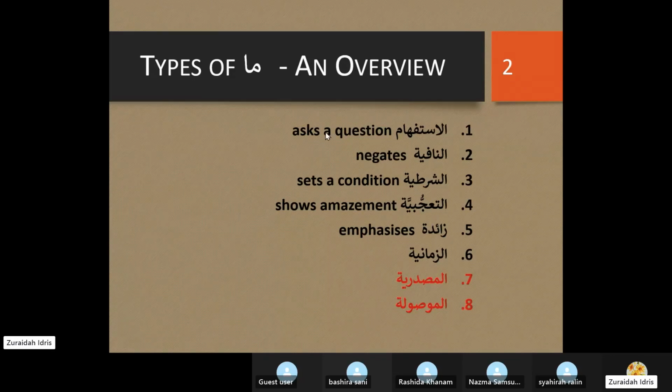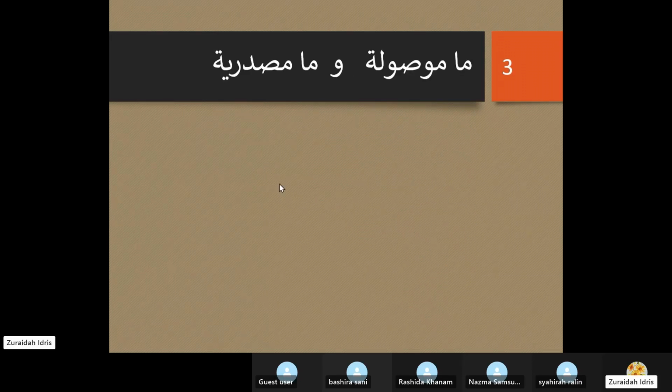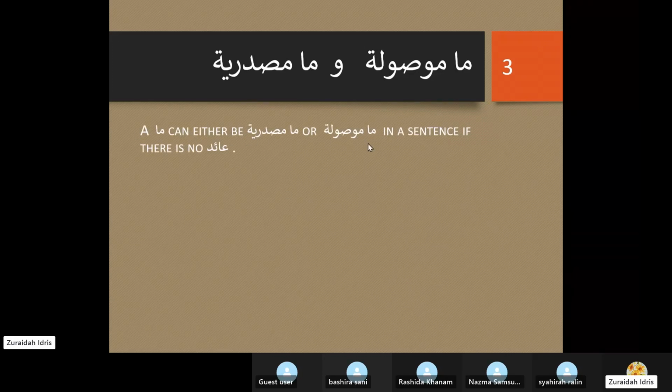I'm not going to go through all that, because when the time comes, we'll do this. But what is important now, when we are doing Irab, is to recognize that sometimes ma can be both masdari and mausul. And when we translate it, we have two options: to translate it as a masdar or as a mausul. So what do I mean by that? A ma can either be masdariyah or mausula in a sentence if there is no aid. Has anyone heard of this before? Aid.